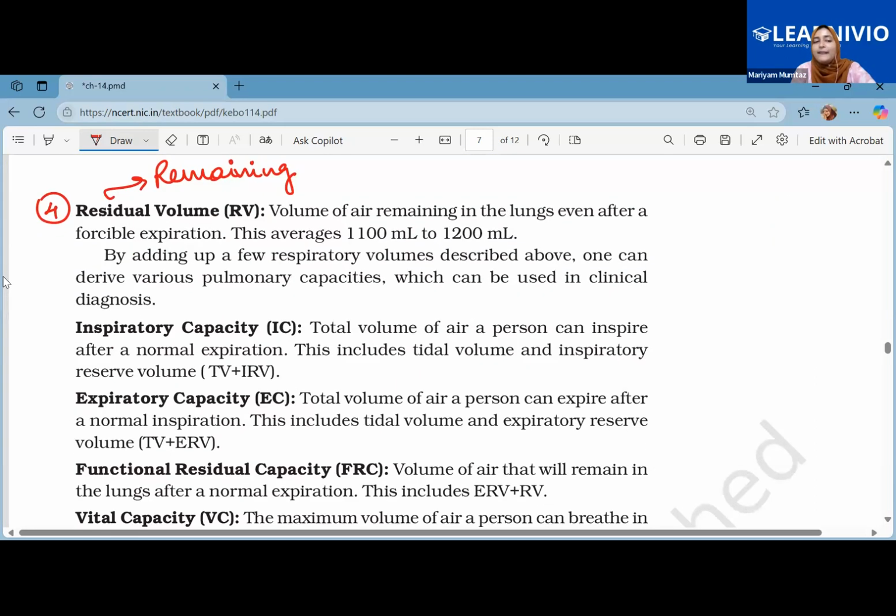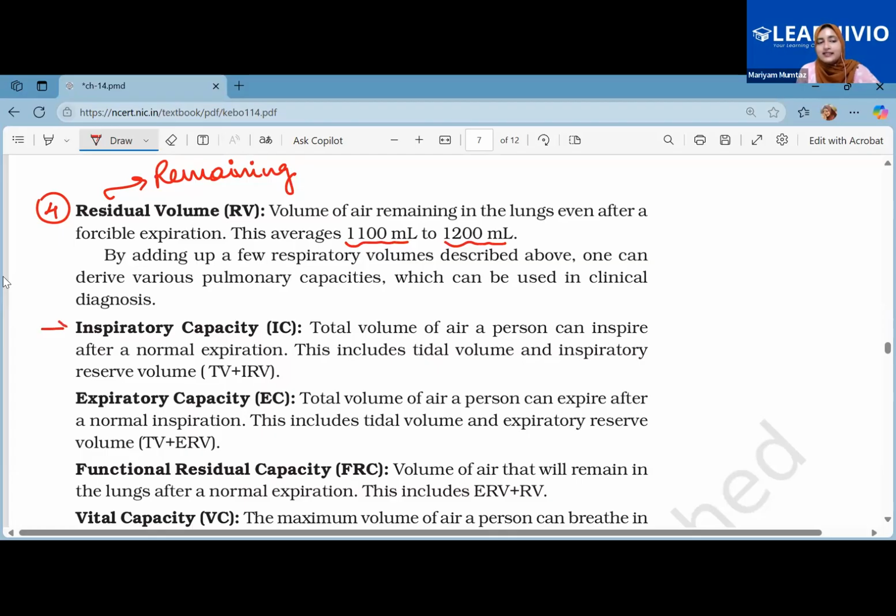This is to everyone. The amount of air that is still left in the lungs, we call that the residual volume, and that is around 1,100 to 1,200 milliliters. Now, when you add these volumes together, you will get the capacity.